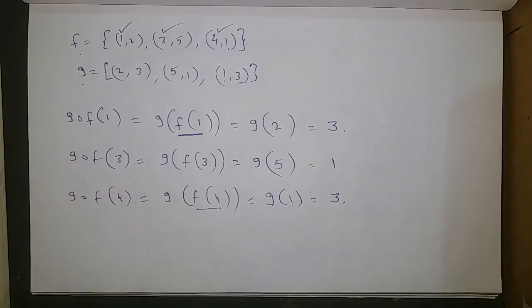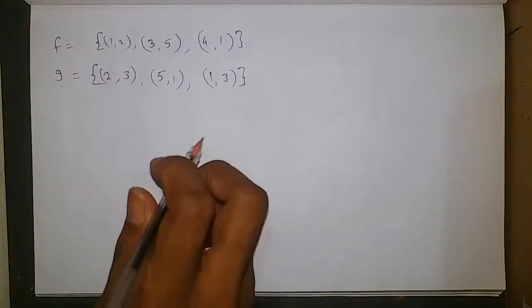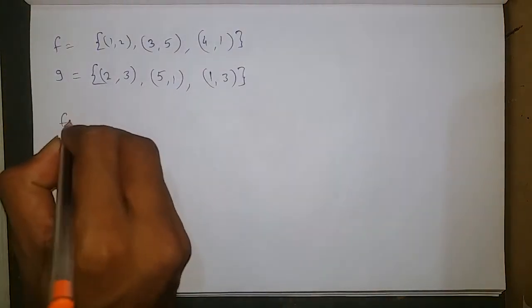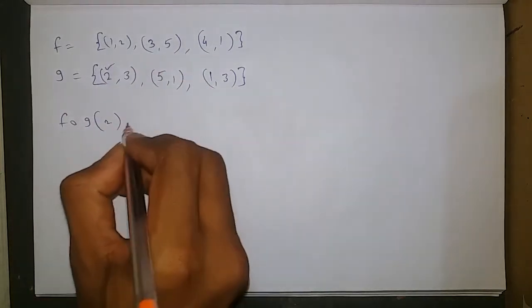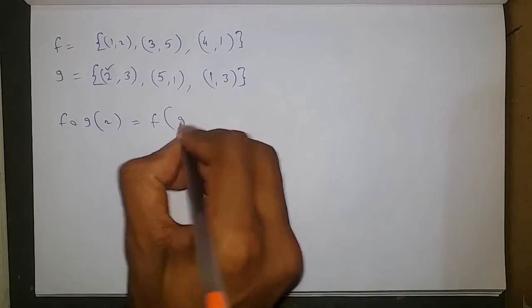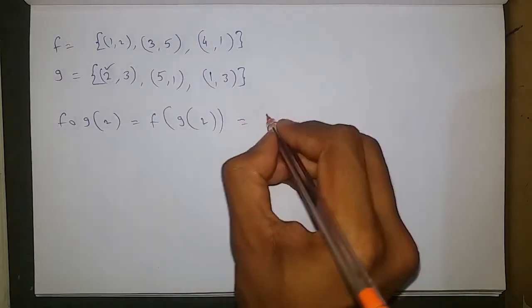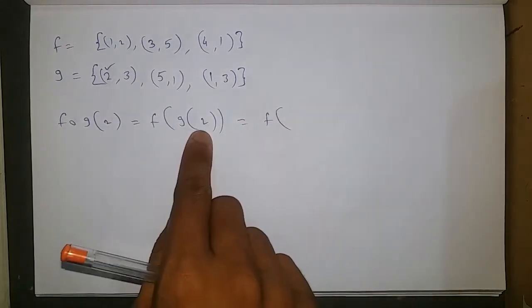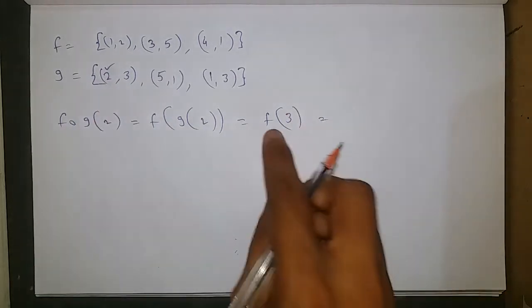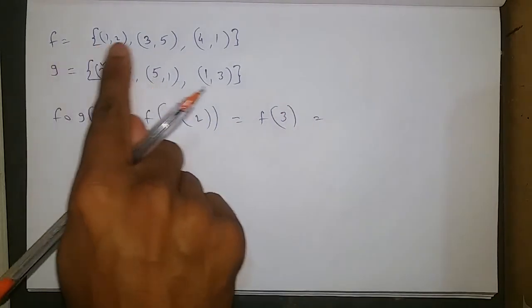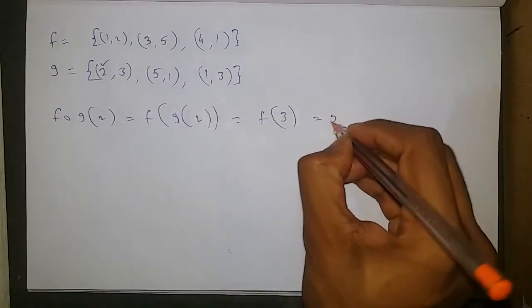Now in reverse, let us find out f of g. The first one is 2. So f of g of 2 can be written as f of g of 2. g of 2 is 3. Next, f of 3. f of 3 is 5.